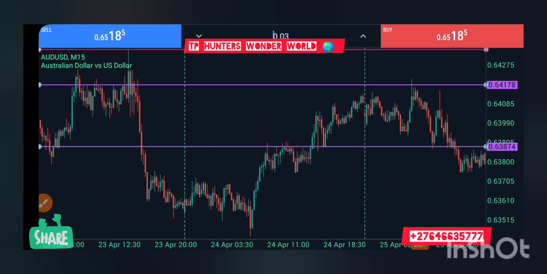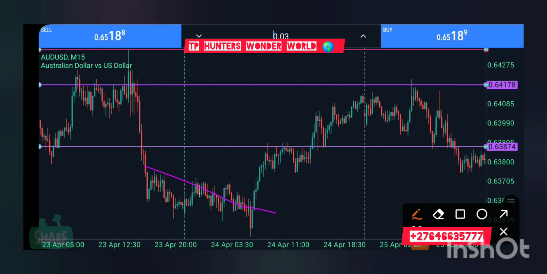You can use anything for confirmation. You can draw a trend line. You can use horizontals here. We don't chase, guys. Stay patient. Stay hungry. Stay disciplined. That's the Tphnter mentality, guys.